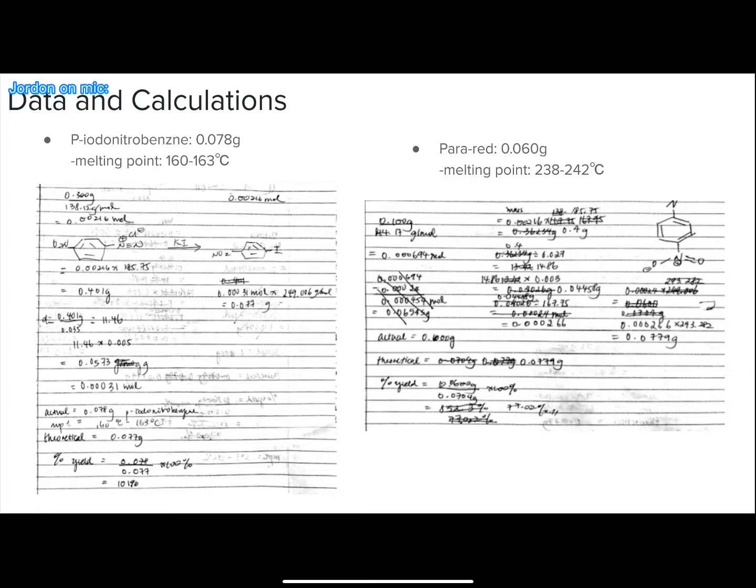Around 0.06 grams of Para-Red was obtained, with a melting point between 238 and 242 degrees Celsius. This resulted in a percent yield of around 77%.